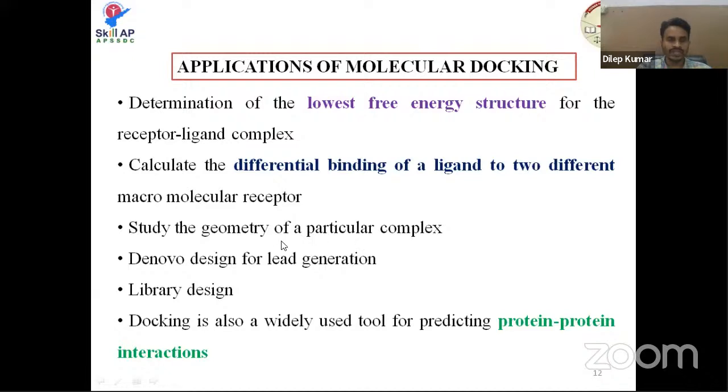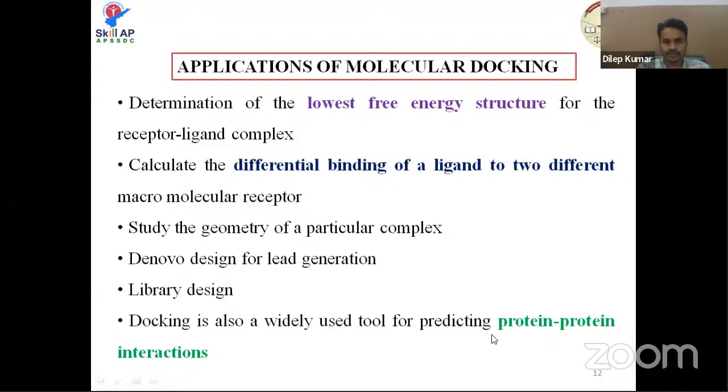In addition, it is also helpful to study the geometry of a given complex. Whenever the ligand and the target receptor combine, we can also study the geometry of that particular complex, right? And it is also used for the de novo design of lead generation, right? In addition, we can also design a library of compounds. Say you have taken one particular compound of a common skeleton, you just change the smaller functional groups in the overall molecule. That small change in the functional group will help us design a library of compounds based on their molecular docking score.